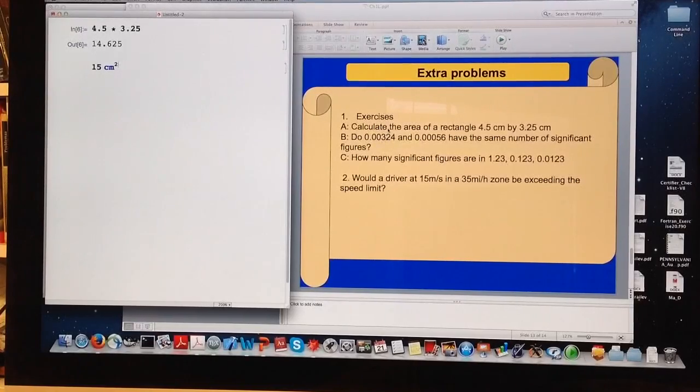So this one has 1, 2, 3 significant figures. This one has 1, 2. I do not count the zeros on the left. So no, the answer is no. They do not have the same number of significant figures. This has 3, this has 2.